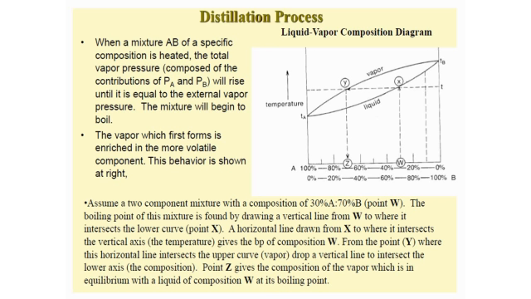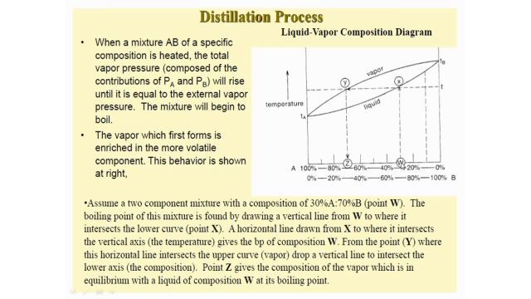So here we have taken one example. You just observe this graph. I am going to explain now. Assume a two component mixture, suppose A and B. The mixture is composed of 30% of A, suppose 30 ml of A, and 70 ml of B. Now the boiling point of the mixture is found by drawing a vertical line from W. This is point W.